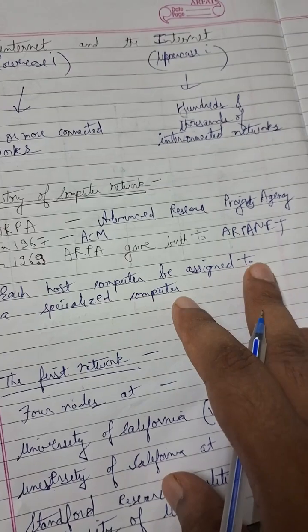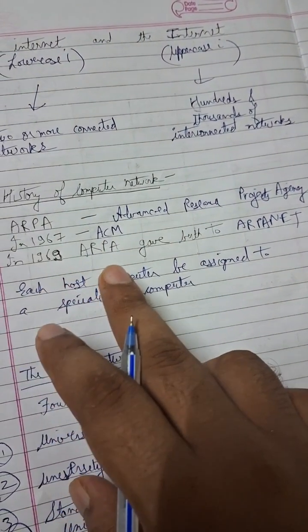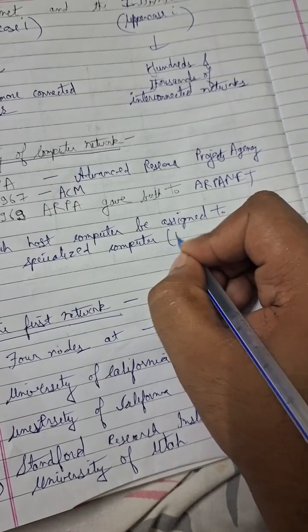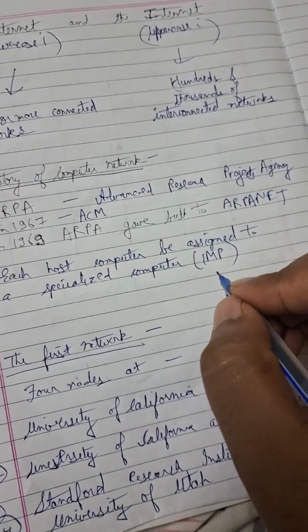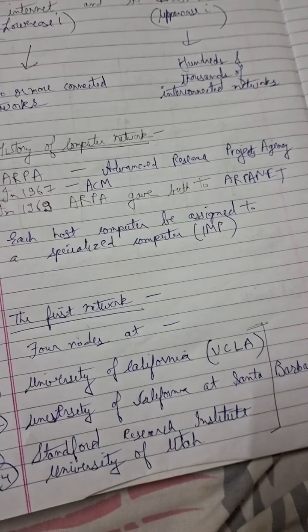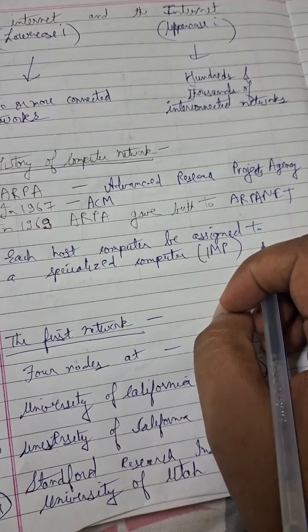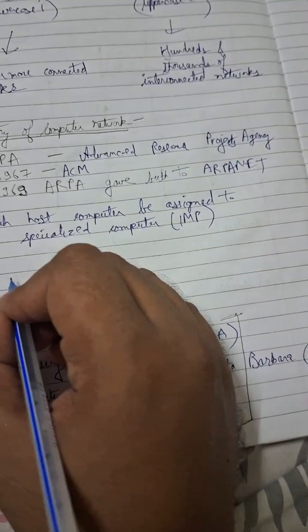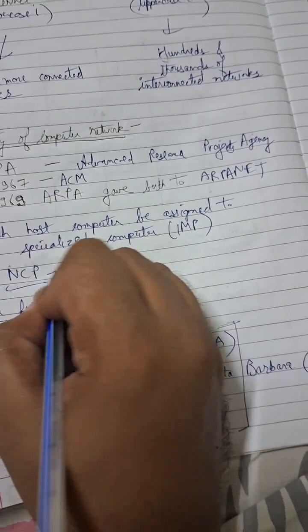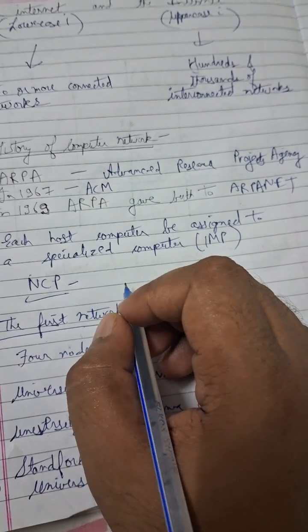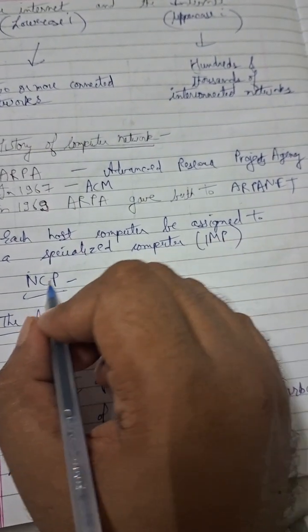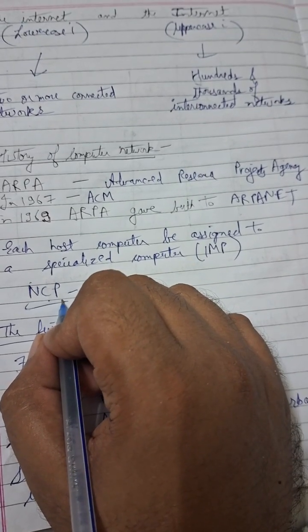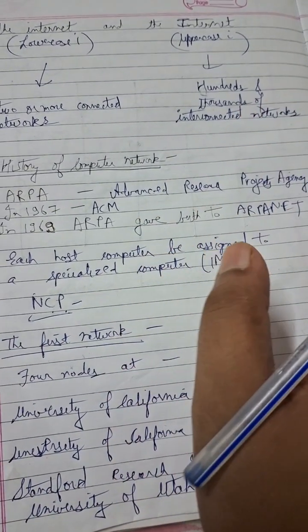The idea that ARPA used was that each host computer would be assigned to a specialized computer called the IMP. This IMP would be running software called NCP, Network Control Protocol. This software would be responsible for communication between our devices.